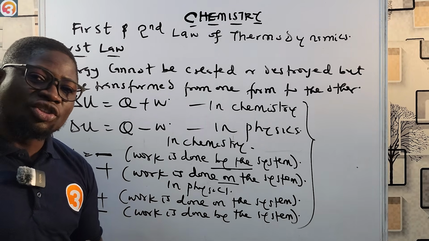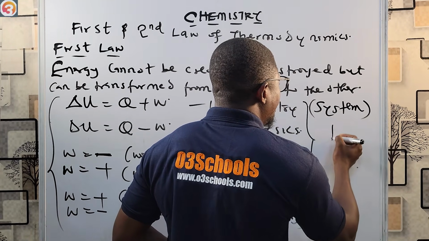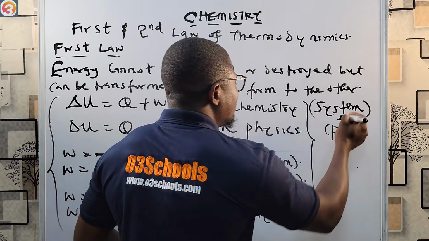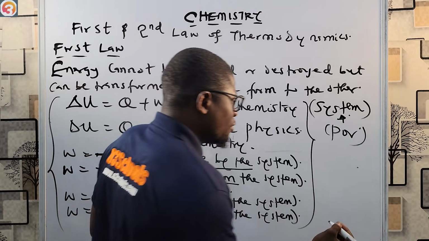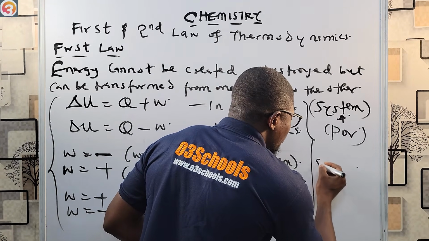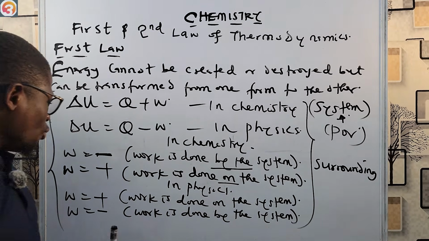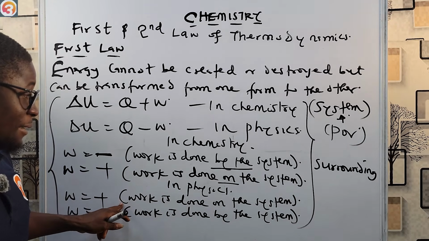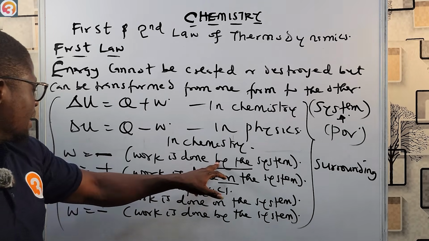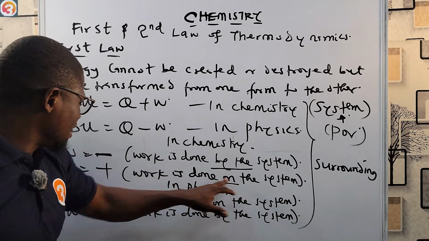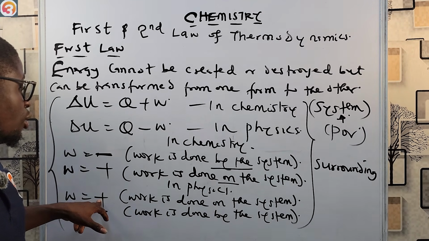Now in chemistry we usually take the point of view of the system, POV. We take the point of view of the system in chemistry. But in physics, the engineers take the point of view of the surrounding. That is why you are seeing that work done here, when work is done on the system, it is positive here. When work is done by the system, it is negative.